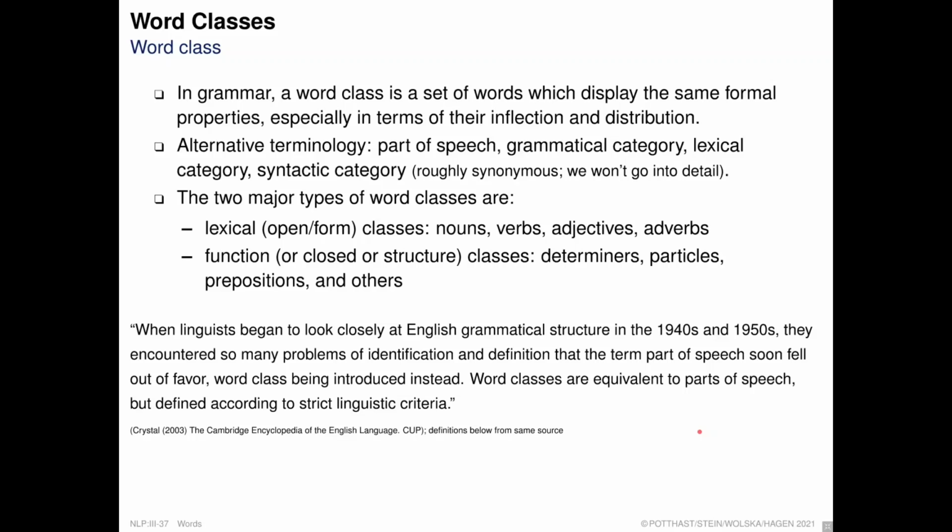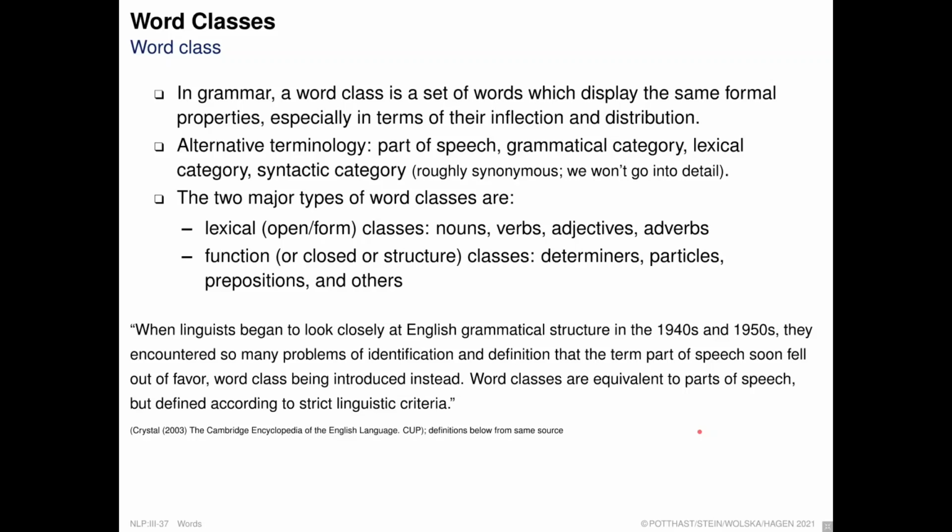The other class is the class of function words, also known as closed class words or structural classes. You could also hear them referred to as so-called small words. These are determiners, particles, prepositions, and others. Those words that have a purely grammatical function.